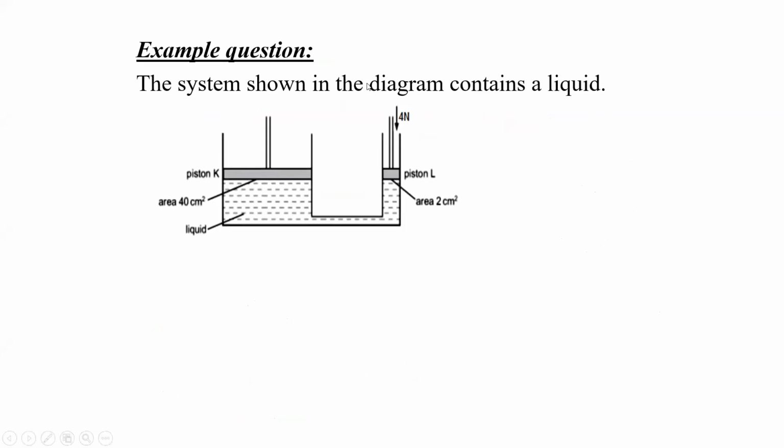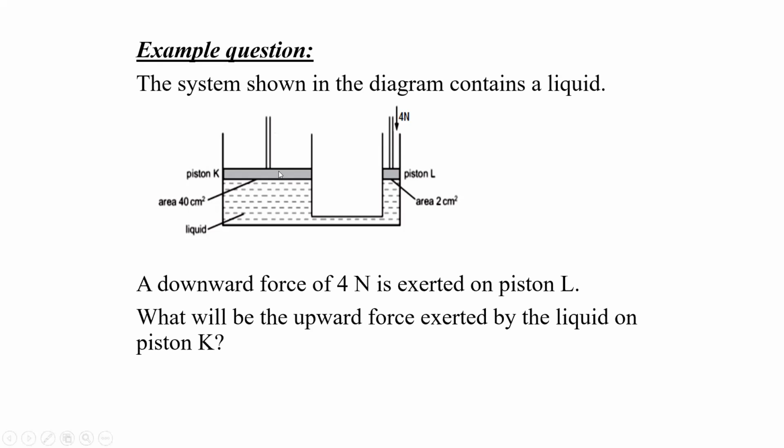Example question, as you can see on your figure now. So in this question, the system shown is a diagram containing a liquid. The downward force is 4 Newton exerted on piston L. What will be the upward force?